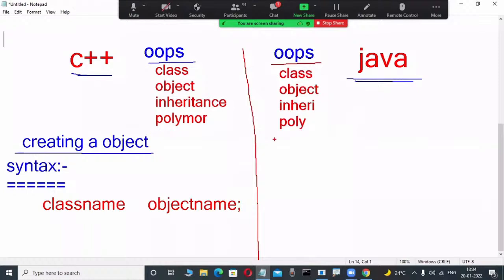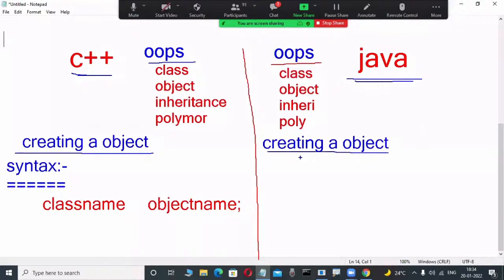Suppose the same creation of an object is there in Java also. Now observe here. Suppose they want to create an object from some class, don't worry what that is. Creating an object from the class in Java.